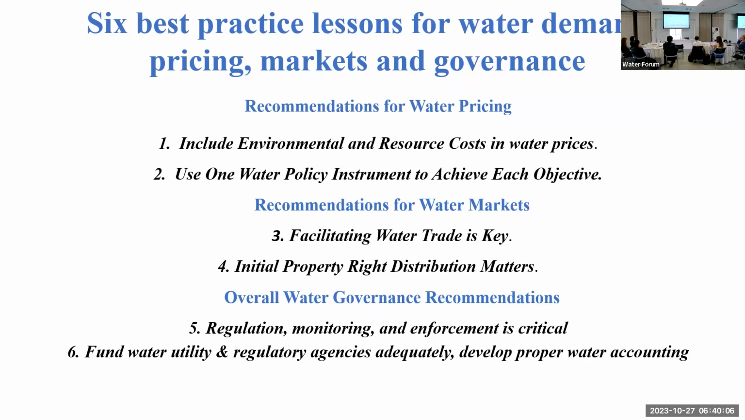I'll just tell you the six, then we can talk about them. We've talked about the recommendations for water pricing: include environmental and resource costs in water prices, and use one water policy instrument. Recommendation for water markets: facilitate water trade. Don't necessarily facilitate water markets, facilitate water trade, water transfers. Initial property rights matter. And overall water governance recommendations, because you can't talk about pricing and property markets without talking about governance. We're highlighting that regulation, monitoring and enforcement are critical, and funding water utilities and regulatory agencies is very important, as well as developing proper water accounting.